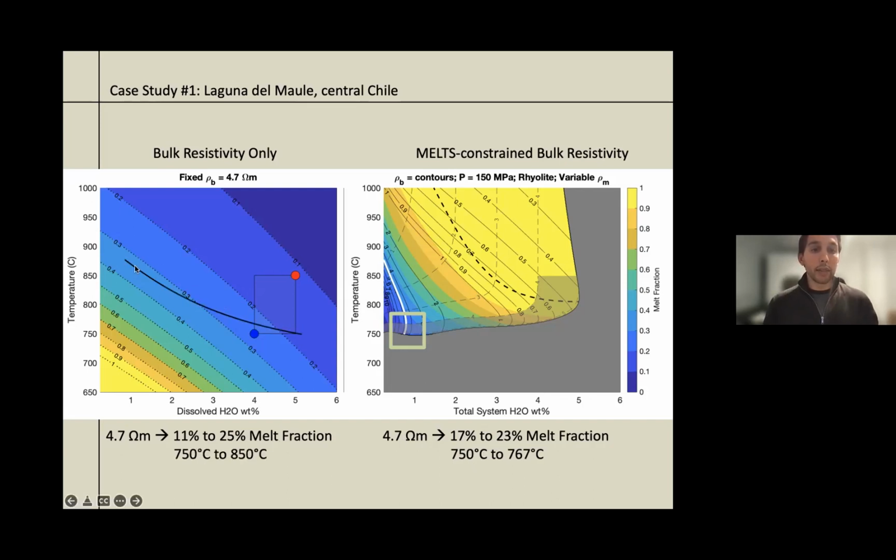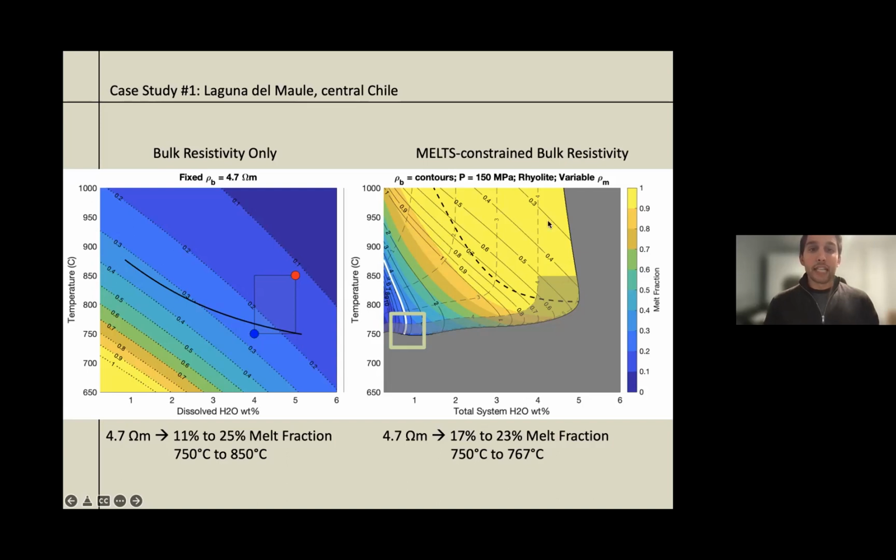And again, you can plot the curve. It's basically plotting this contour onto this parameter space here. And you can see where it crosses through the region of interest. And you can also see why this red dot is actually not realistic, because at 850 degrees and 5 weight percent water, you actually have basically pure melt over here.